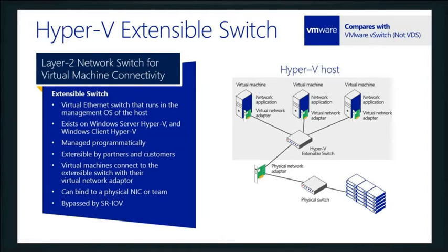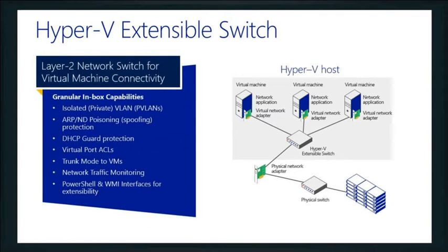If you look at it, we do bind to a physical NIC or a team. We can bypass it if we're using SR-IOV. We can do the same kind of things that VMware does, but we approach it in a very different way. We actually give it the ability to make a lot of settings, and I'll show you where some of these are, to put DHCP guard protection on that. If you're not familiar with DHCP guard protection, it's designed to help protect against man-in-the-middle types of attacks. If somebody has a rogue DHCP server sitting around intercepting requests, this prevents that. We can do network traffic monitoring. We can use PowerShell and WMI interfaces to do all kinds of things inside the switch.